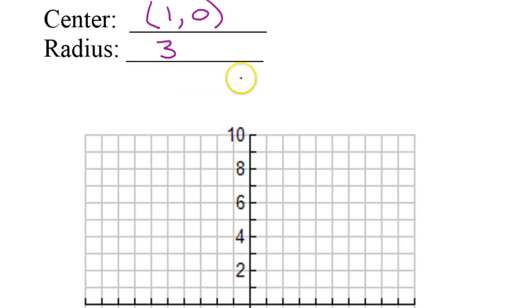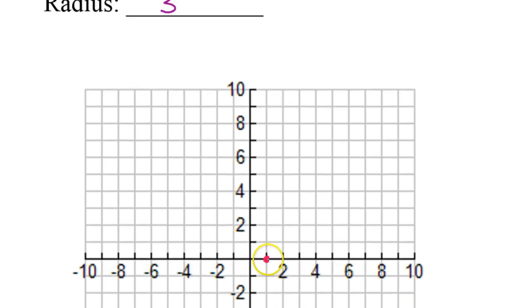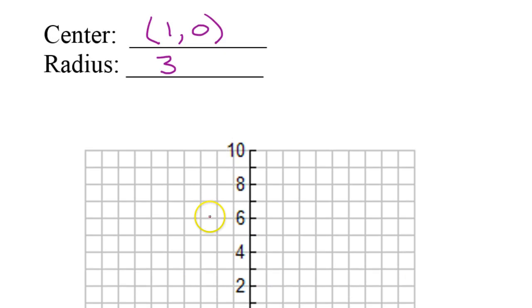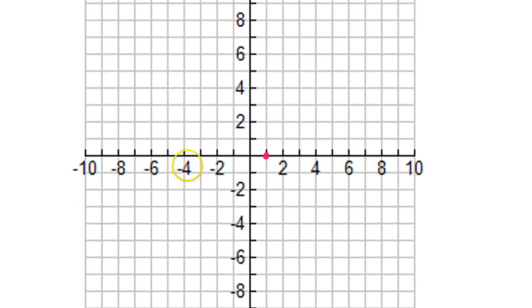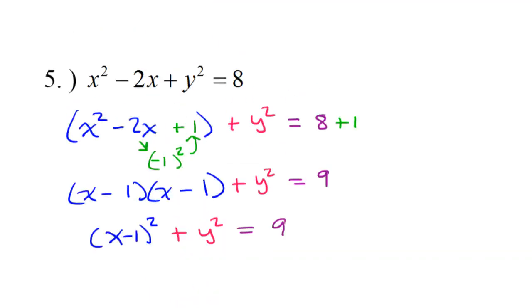So now I can do the graph. All right, so the center is at 1, comma 0. So that'll be right here. And since the radius is 3, that means if I go up 3, down 3, left 3, and right 3, I can see where the circle will be. Kabam, there it is. Okay, so that was it for number 5.